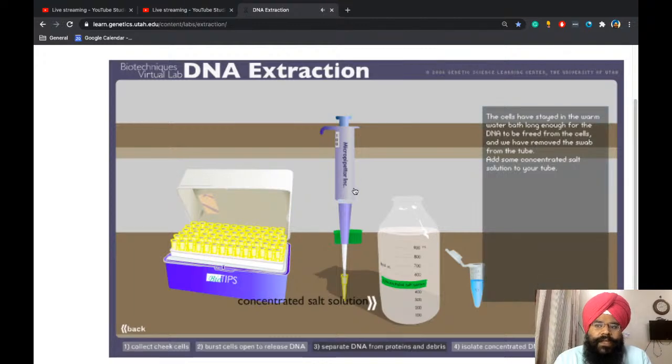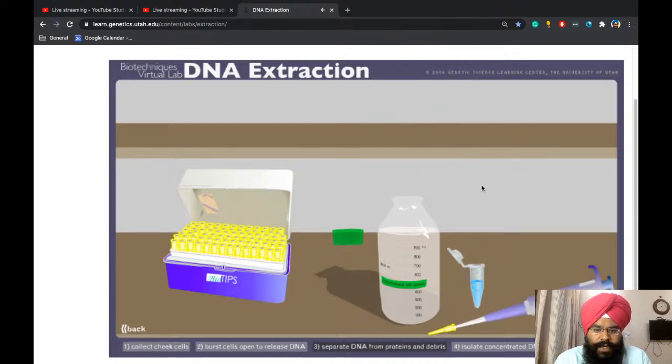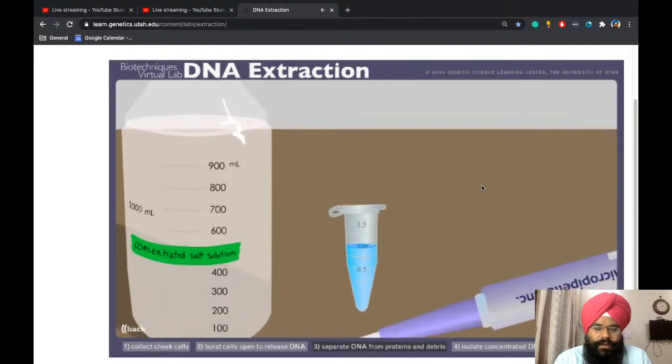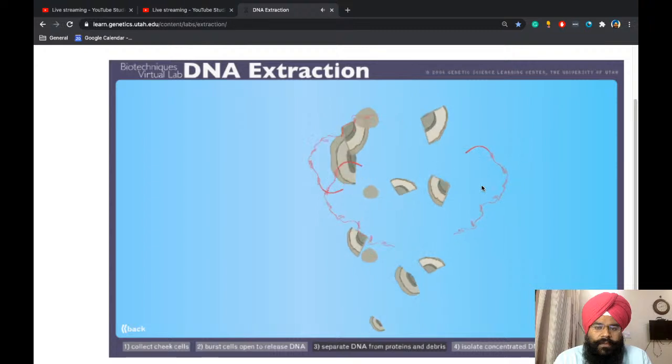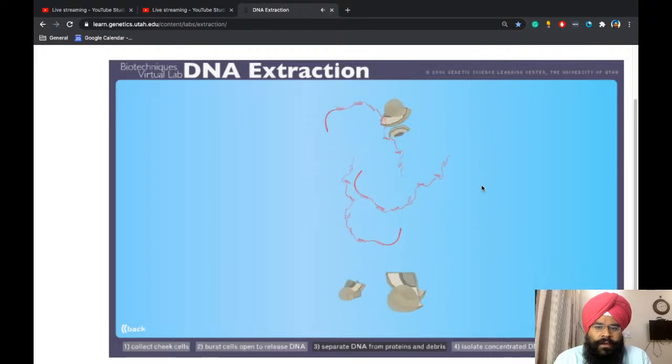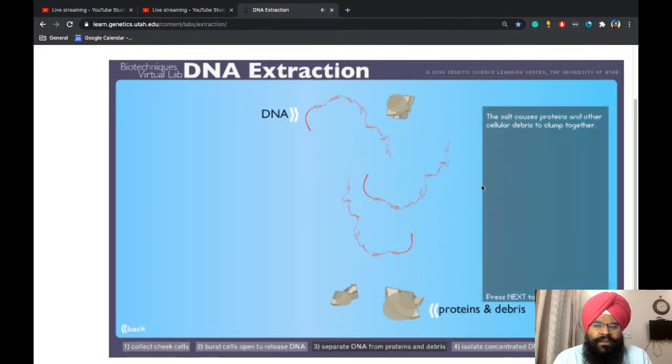So the cells have stayed in the warm water bath, and now we have brought it outside. Now we will remove the swab and add our concentrated salt solution. So the concentrated salt solution is added now. What it will do is cause proteins and other cellular debris to clump together. The salt solution will clump together all the debris and proteins and separate the DNA from it.